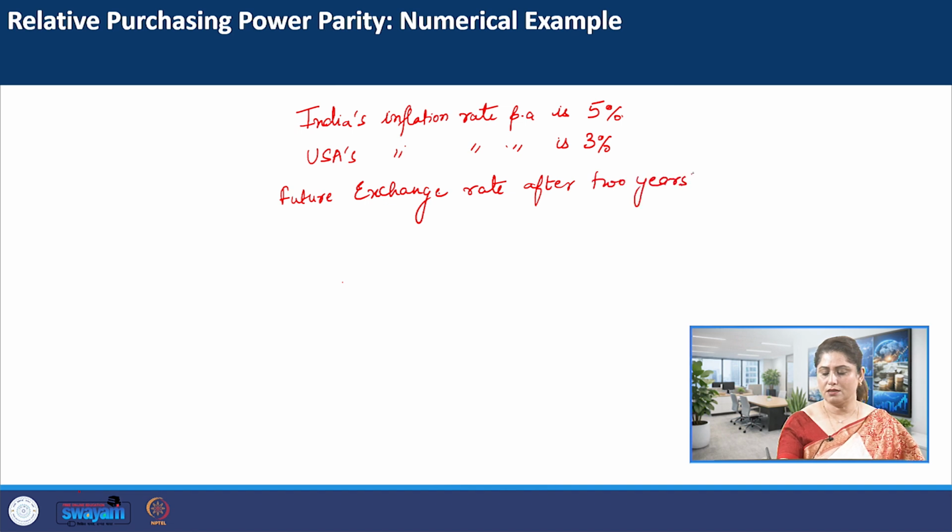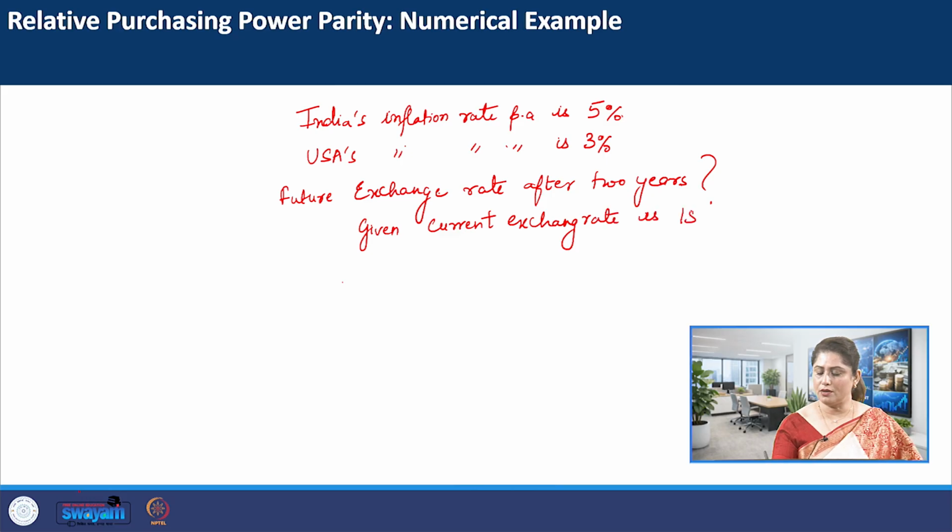This is the question, fine. Now, what is given to us, the information given to us is that the current exchange rate is $1 equal to 80 rupees.